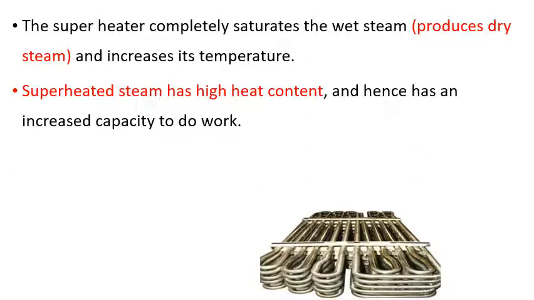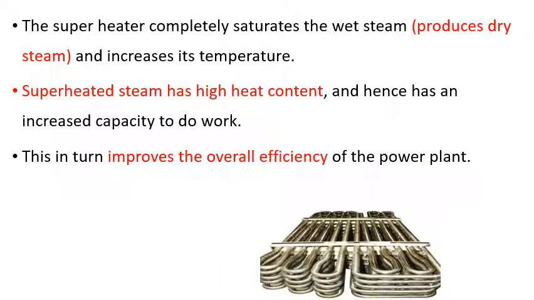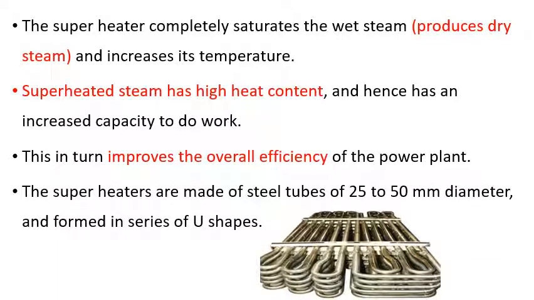Superheated steam has high heat content, hence has an increased capacity to do work. This in turn improves the overall efficiency of the power plant. The superheater tubes are made of steel, 25 to 50 mm in diameter, and U-shaped. Some packing material will be provided between the two tubes because it can bend very easily.